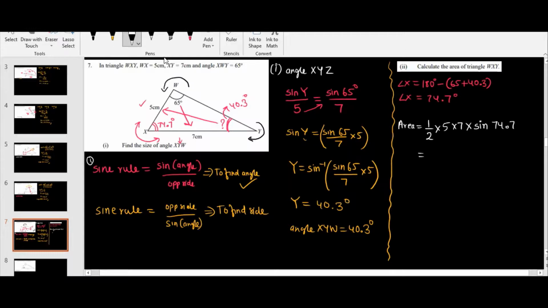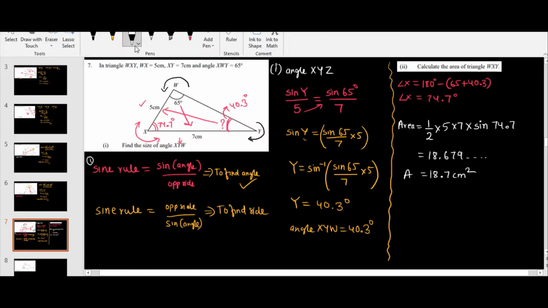We can first multiply the values. 5 multiply 7 multiply sine 74.7 degrees and get the answer. Then divide it by 2. So we got 16.879 and so on. But we should write this answer up to 3 significant figures. It will be 18.7 centimeter square. Area is always in centimeter square. So this unit is centimeter. That's why it is centimeter square.